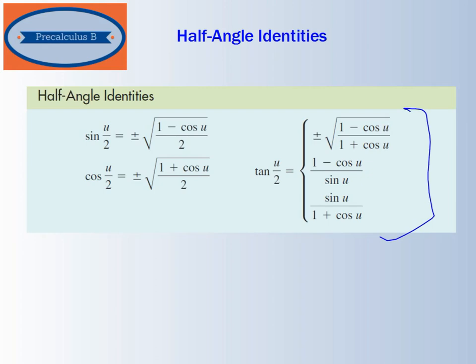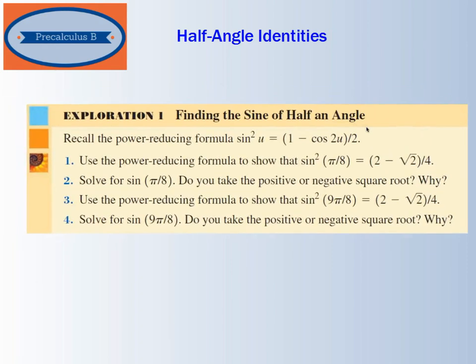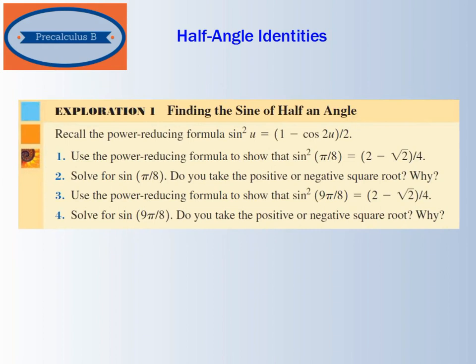Now, the interesting thing here, you might ask, well, where do they come from? We could go back and do a little exploration to learn about this, but where it really comes from, sorry about that, is this piece right here. Sine squared u is equal to all of this. Now, if I wanted to just take a square root, I could take the square root of both sides.